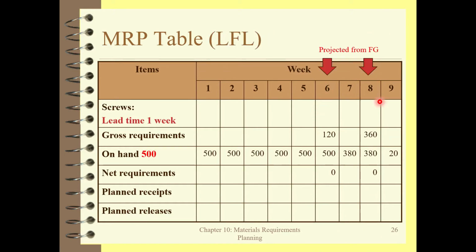Week 7, week 8. On hand is 500. So in this case, 500 remain until week 6. Week 6, you need 120, but you have 500. So the remaining item is 380 at the beginning of week 7, and 380 still remain at the beginning of week 8.